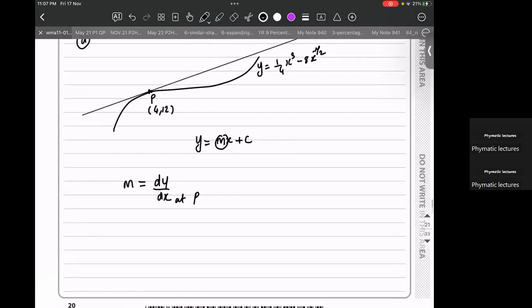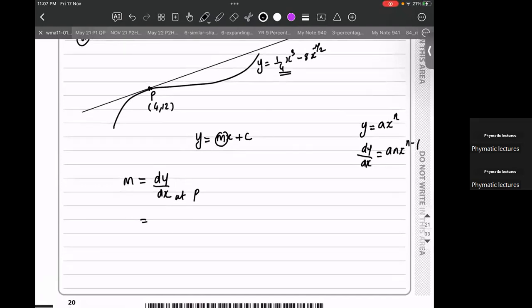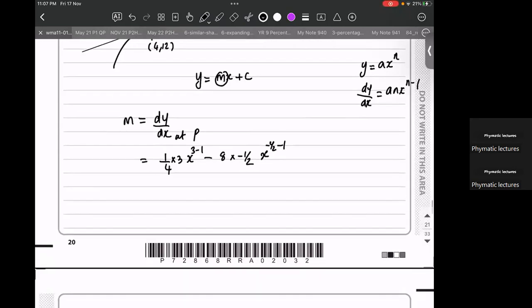So first you differentiate the curve. So what is the differential of 1 by 4 x cube? Because we know that if y is equal to ax to the power of n, dy by dx is anx to the power of n minus 1. That is the power rule. So if you are differentiating this, we have a constant 1 by 4, and then bring this 3, and then you subtract 1 from 3, minus 8 times minus half x to the power of minus 1 by 2 minus 1.